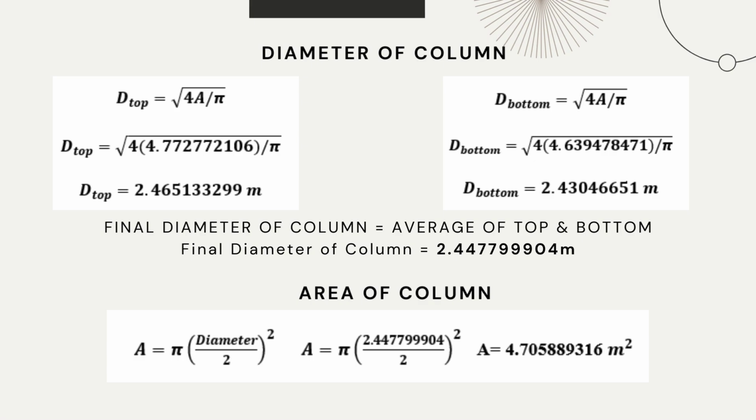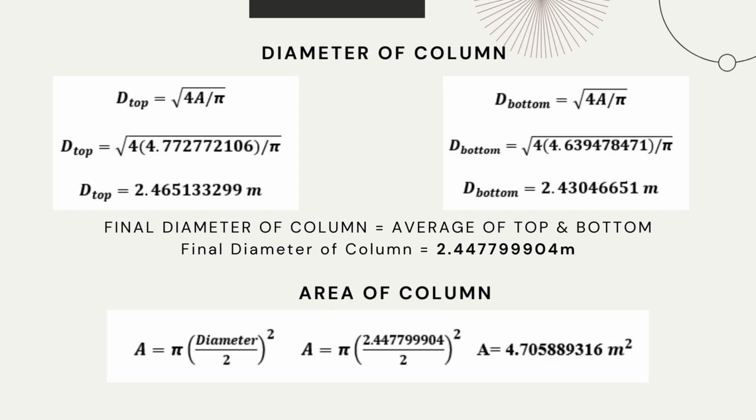Moving forward, to calculate the diameter of the column, we need to find the average of the diameter at the top and bottom. Using the formula of square root of 4 times the column cross-sectional area divided by pi. By substituting the values, we get the diameter at the top as 2.47 meters and the diameter at the bottom is 2.43 meters. In distillation column design, using the same diameter for the top and bottom sections can be practical and cost-effective, but it may not always be the most efficient choice.